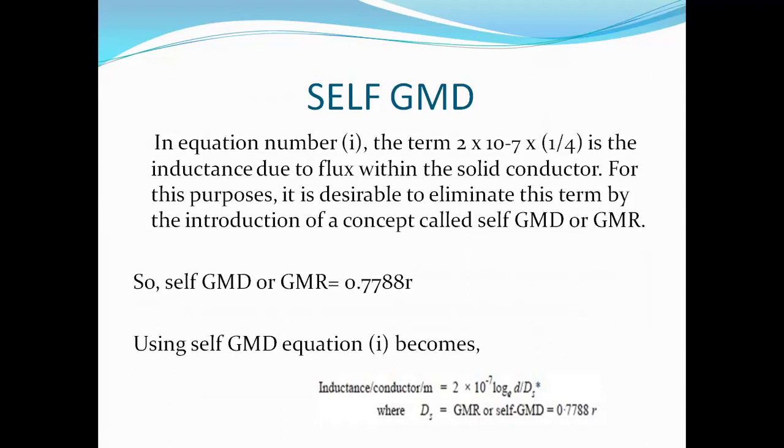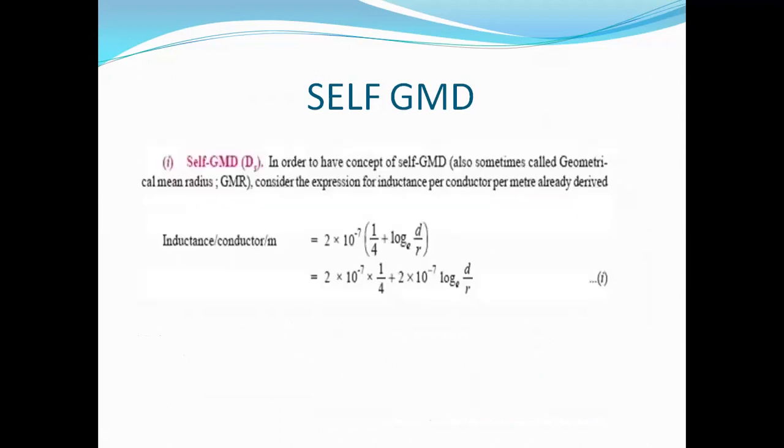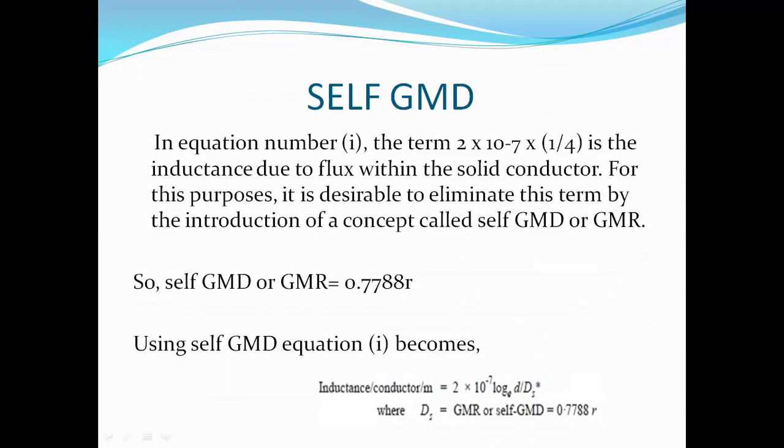Using self GMD, equation 1 becomes inductance per conductor per meter equals 2 into 10 to the minus 7 into log D by Ds. From equation 1, 2 into 10 to the minus 7 log D by r, here r is converted to Ds. So what is Ds? Ds is nothing but GMR, that is the self GMD, which equals 0.7788 r.